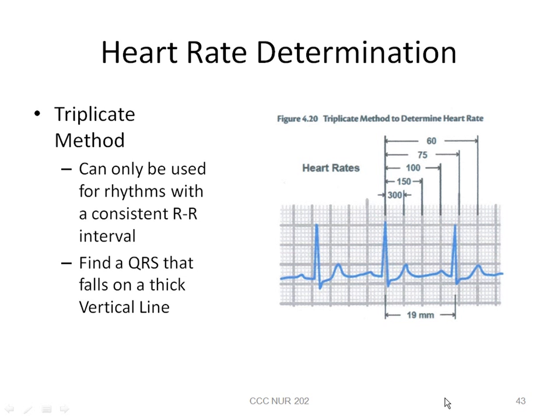Basically you find a QRS complex that falls on one of the dark lines, and then you just count down to where the next QRS complex is. So if you look at this, there's 300, 150, 100, okay, 75. Well, I know that going from 75 to 100 is 25, right? So then each little block is going to count for how many? 5. So I know I've got 75 plus 5, I've got a rate of 80.